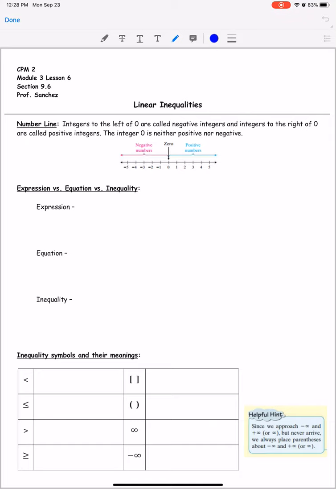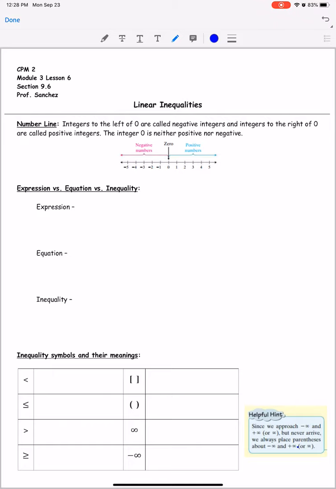Inequalities are like equations, except they don't have an equal sign. They have one of these signs right here. For the most part, there's one exception, but for the most part, you treat it exactly like an equation. So, before we get into that, let's talk about what we have up here.